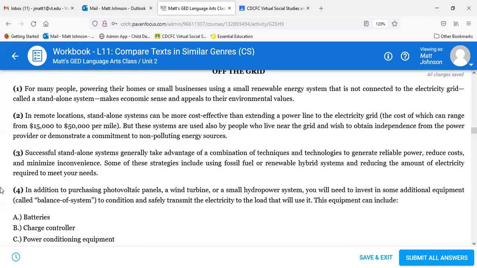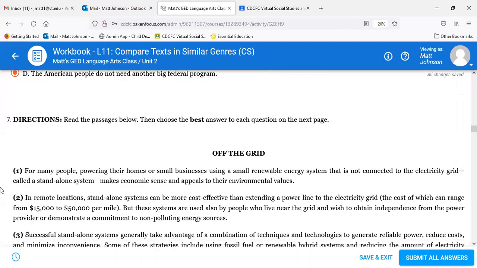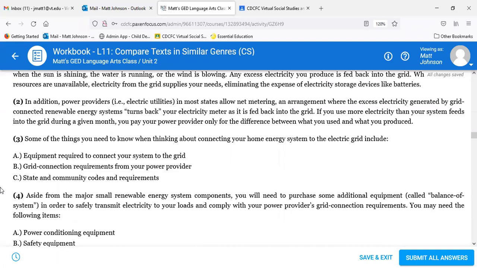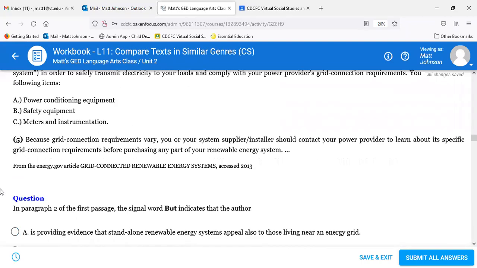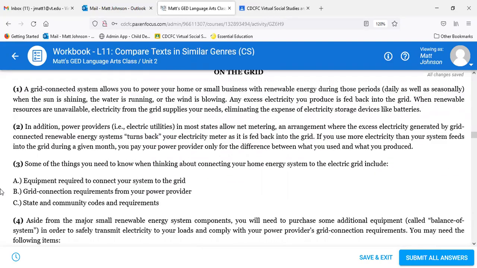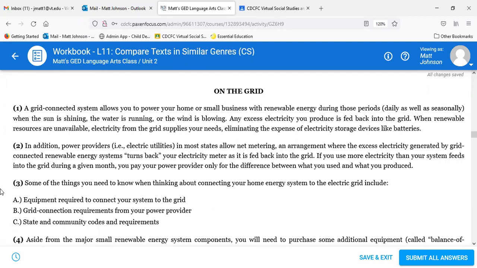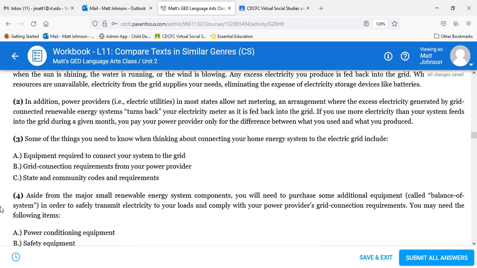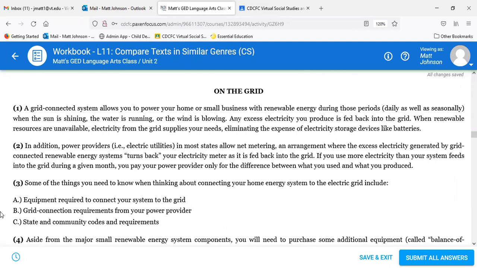And all right, sticking with, oh, wait, nope, that's a new passage. Two new passages here. Let's see, Tracy, could you read the first passage here, On the Grid? Okay. The first paragraph. Just go ahead and read the whole thing.